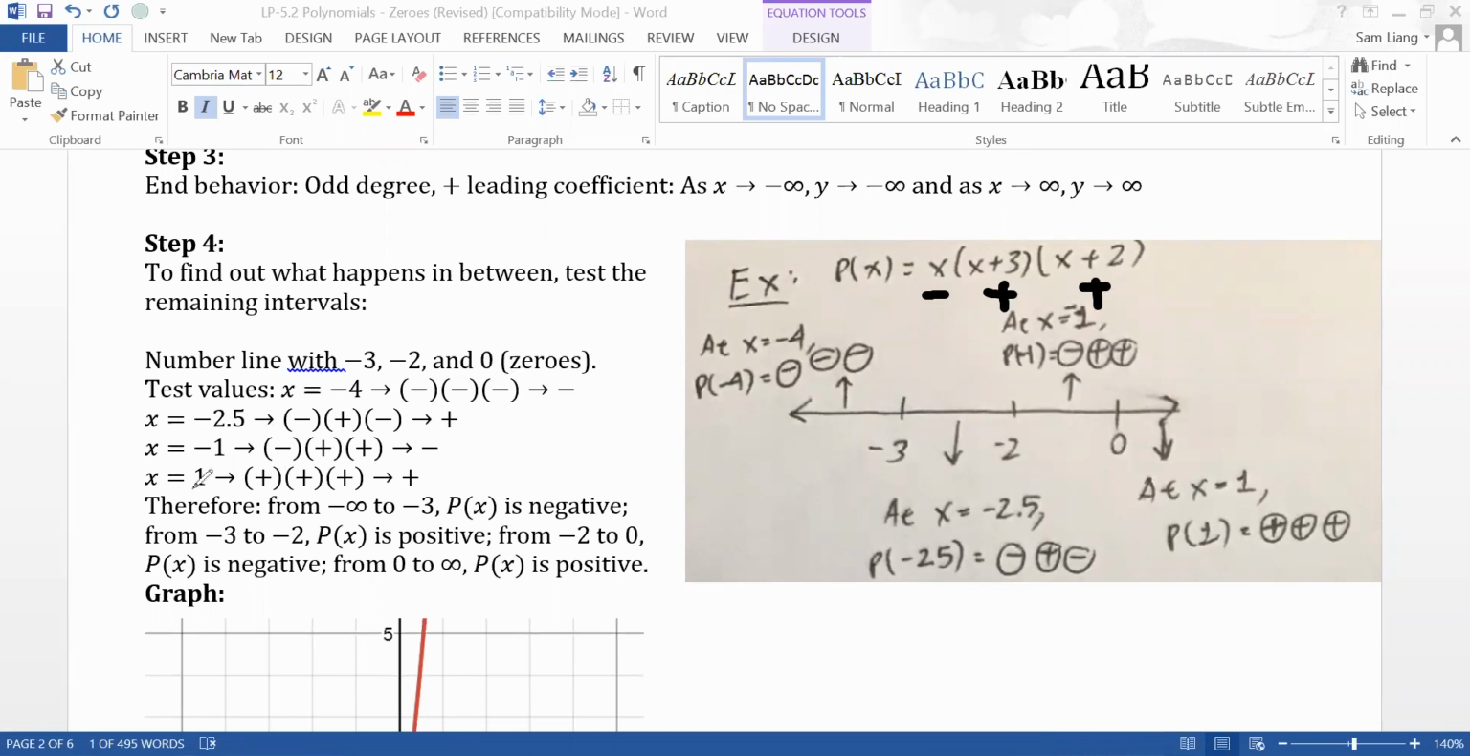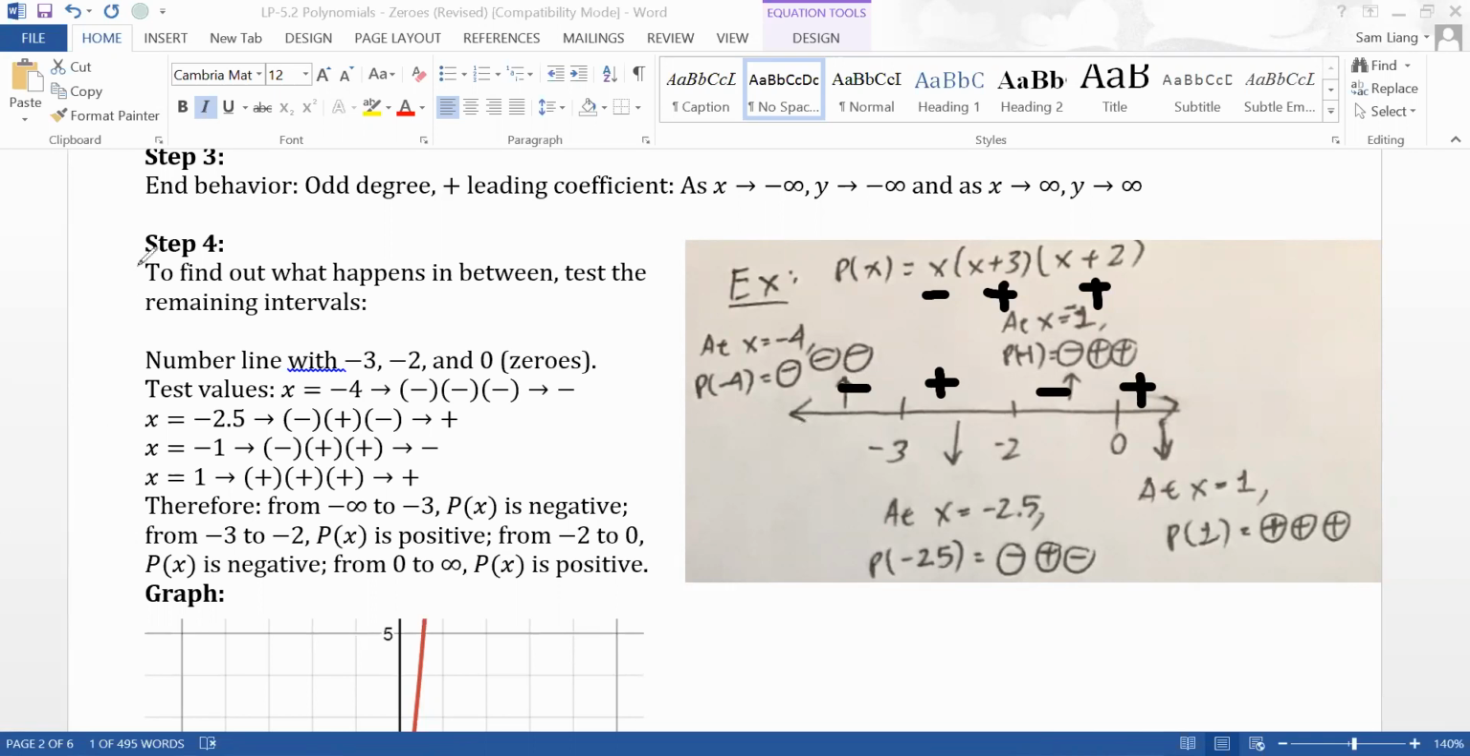Okay, and then lastly we have x equals 1. This should be positive according to the end behavior. And we'll confirm that it is. So it's positive. So +1, 1 plus 3 is +4, and then 1 plus 2 is positive. So this is going to be positive as well. Okay, so it's negative, positive, negative, and positive. Okay, so this is how the graph is going to progress from left to right.